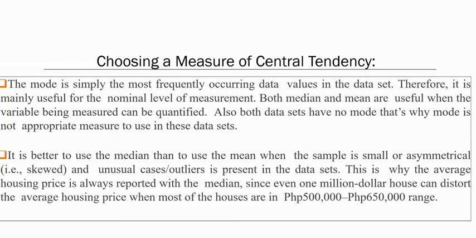So how do we choose the measure of central tendency? If you are interested in the most frequently occurring data, of course, you use the mode. If you want a value that divides the distribution into two equal parts, then we use the median. If you want to use all the values in a given distribution, then you have to use the mean. When the sample is small or skewed, use the median. When symmetric, the mean is better.